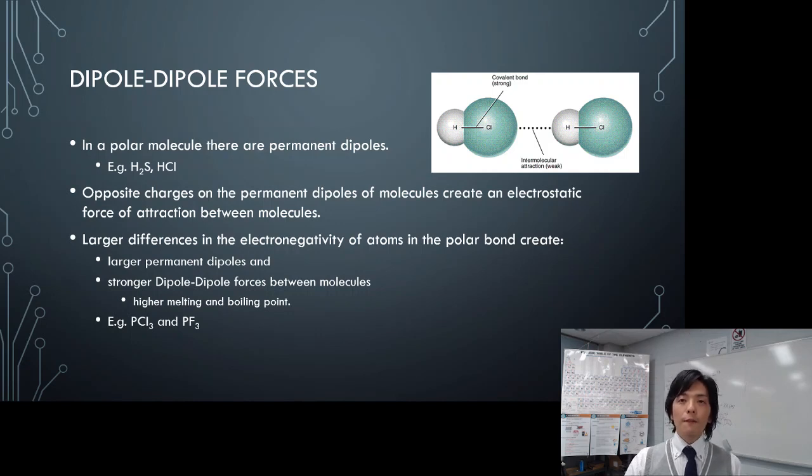Which means if a bond has a higher difference in electronegativity, well, I've got oxygen, hydrogen there. Oxygen, hydrogen is fairly different if you compare the electronegativity. But if you compare that to hydrogen and fluorine, fluorine is further away. It's on the right hand side of the periodic table. So there's a higher difference between hydrogen and fluorine compared to the electronegativity difference between hydrogen and oxygen. So this would have a higher force of interaction.